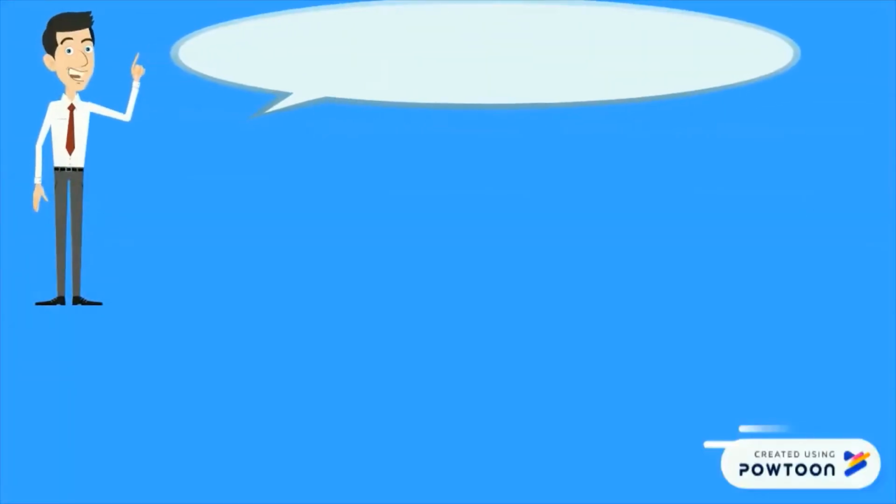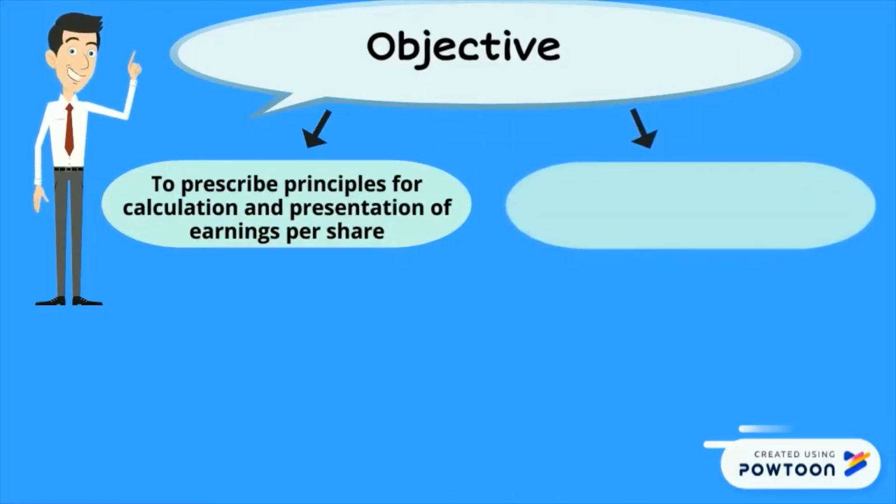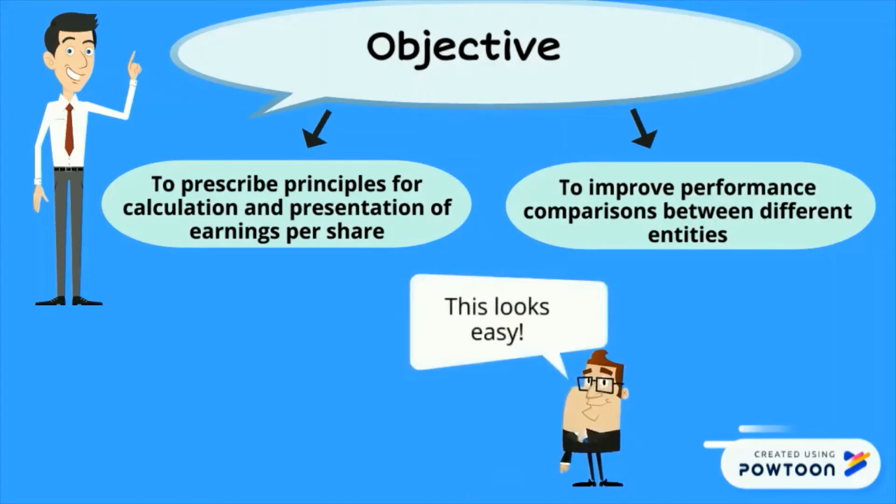IAS 33 Earnings Per Share was issued by the International Accounting Standards Board to prescribe principles for the calculation and presentation of earnings per share. This standard sets out a uniform approach towards calculating the denominator of the earnings per share formula, which allows shareholders to make comparisons between the performance of two entities.